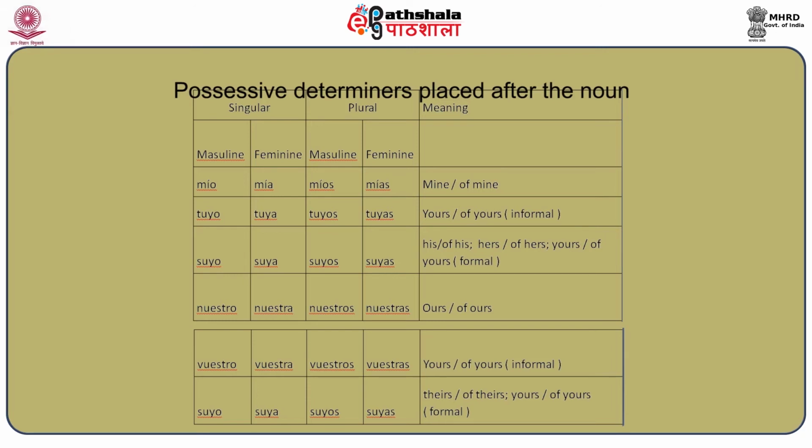So they are mío, mía, míos, mías, which means mine. Tuyo, tuya, tuyos, tuyas, meaning yours. Suyo, suya, suyos, suyas, meaning his or hers or theirs or your formal. Nuestro, nuestra, nuestros, nuestras, meaning ours. Vuestro, vuestra, vuestros, vuestras, meaning yours, which is informal. And then again suyo, suya, suyos, suyas, meaning theirs or yours, formal. Now let's see their use.